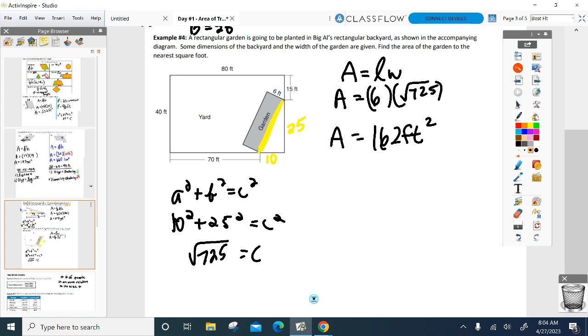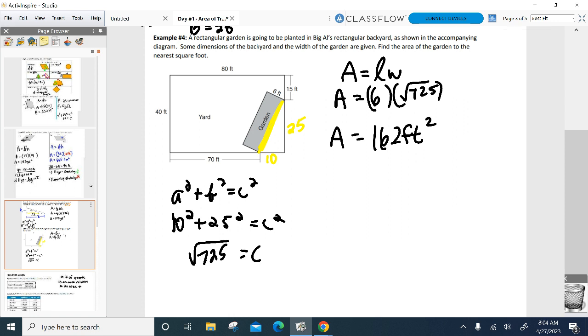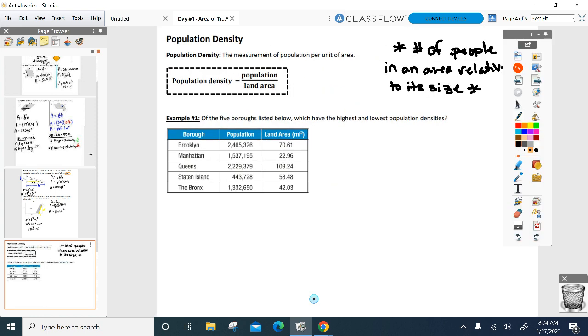All right, we good on all these figures? Because I got one more topic to go here. We're all good? All right, so last topic, population density. I don't know, do they talk about this in science at all? No, okay. And I put a little definition on the top of my board up here: number of people in an area relative to its size. So let me put this as an example for you.